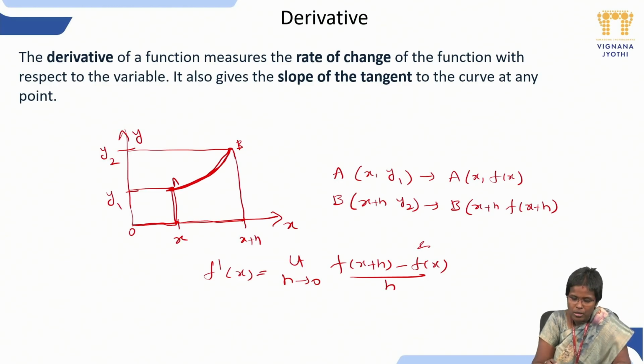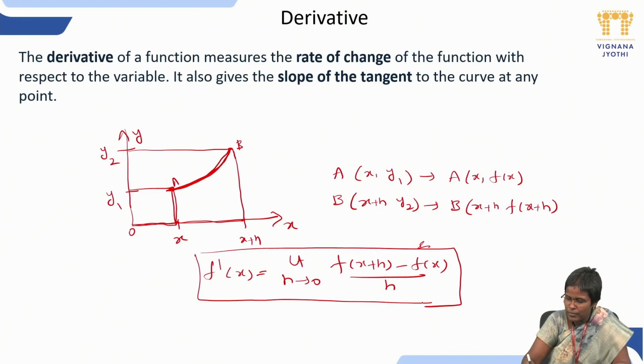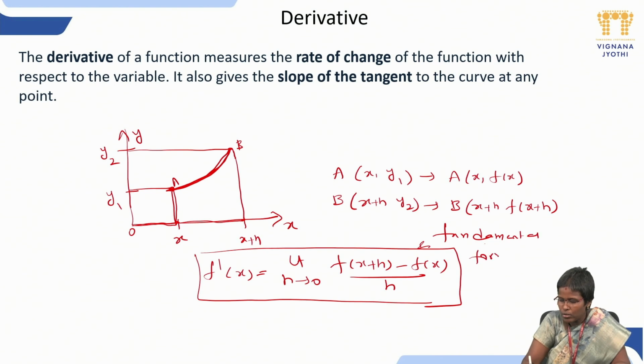Now, what is the definition of derivative? I take the point x, and after some time, another point x plus h, and the y coordinates with respect to x are y1 and y2. How do we define the derivative? It is the change in y, that is f of x plus h minus f of x, with respect to the change in x. This f dash of x is known as the fundamental formula for derivative.